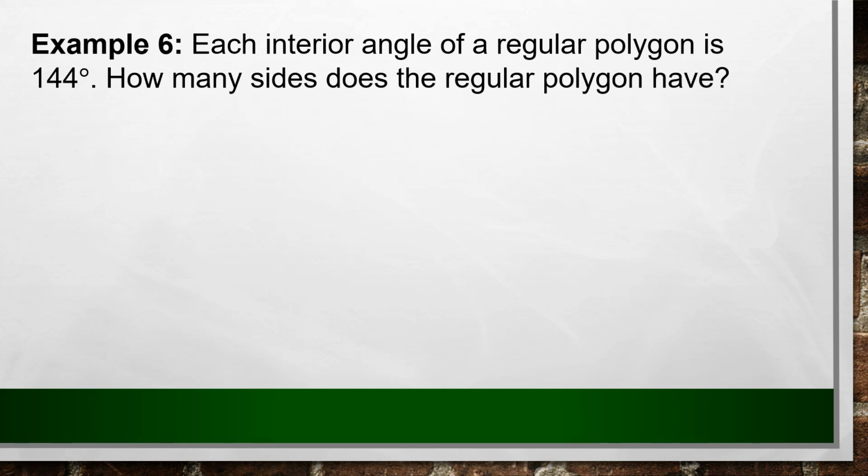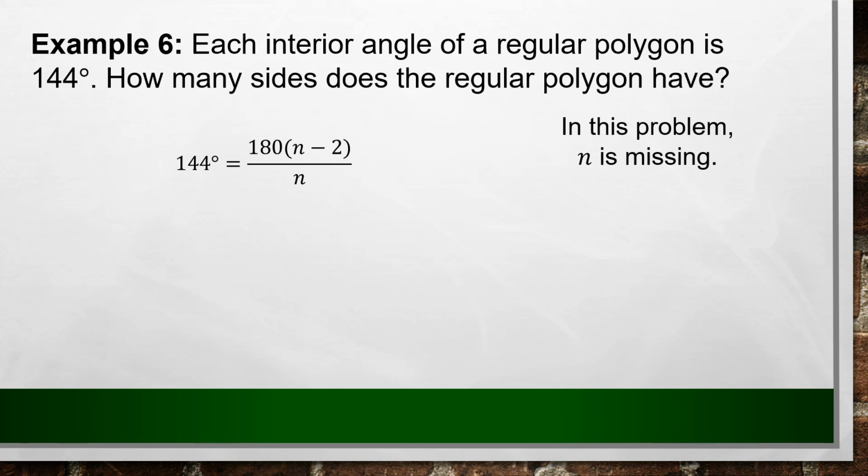Alright, so let's answer example number 6 now. Each interior angle of a regular polygon is 144 degrees. How many sides does the regular polygon have? This is actually the opposite of example number 5, but we will be using the formula that we used in example number 5, okay? So here n is missing, so let's use that formula.